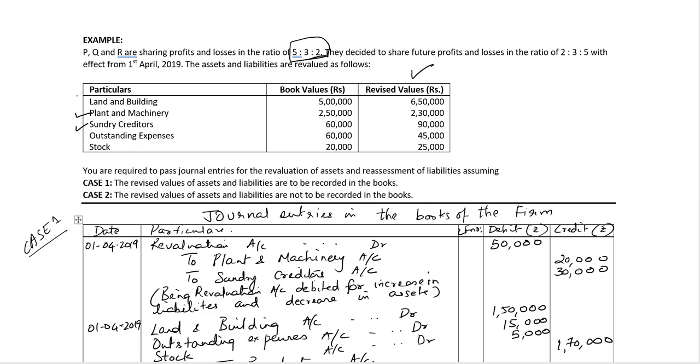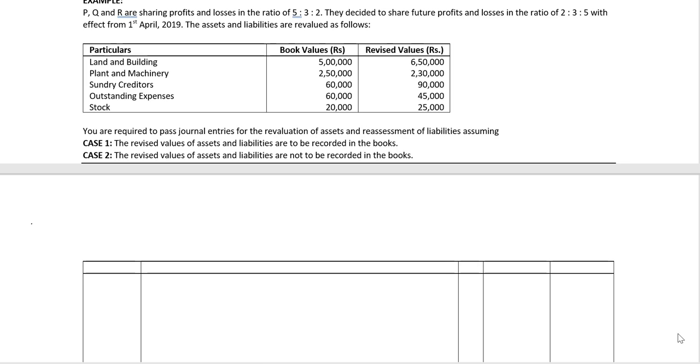Next, let's solve case 2, where the revised values of assets and liabilities are not to be recorded in the books. For case 2, we need to use the second method. And the first step in the second method is to ascertain the gain or loss on revaluation. We will end up with a gain of 1,20,000, a gain on revaluation. We know that because we've done case 1 already.